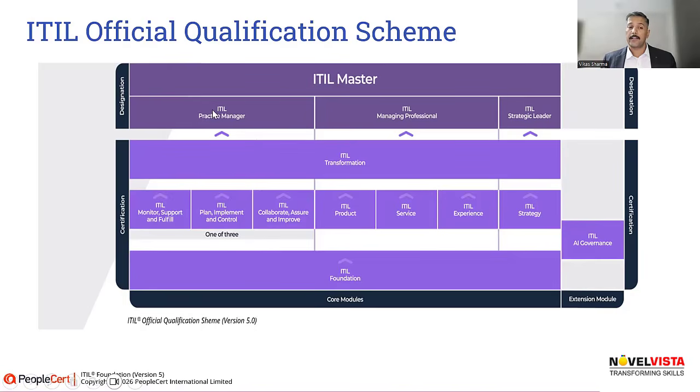And as I said earlier, in ITIL 4 and even in ITIL version 5, when you complete these three designations, meaning these three streams, you become ITIL practice manager, ITIL managing professional, ITIL strategic leaders. Once you are certified on this, you become ITIL master automatically. So this is the qualification scheme for ITIL version 5.